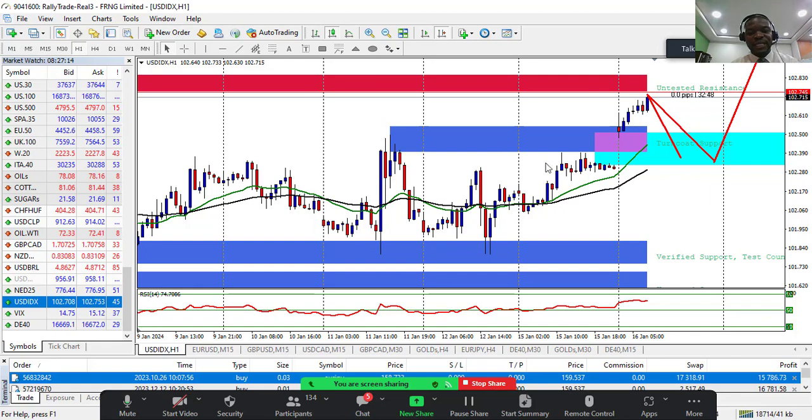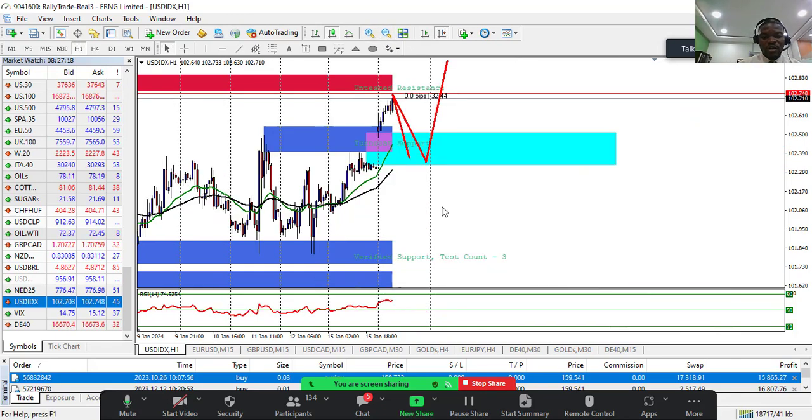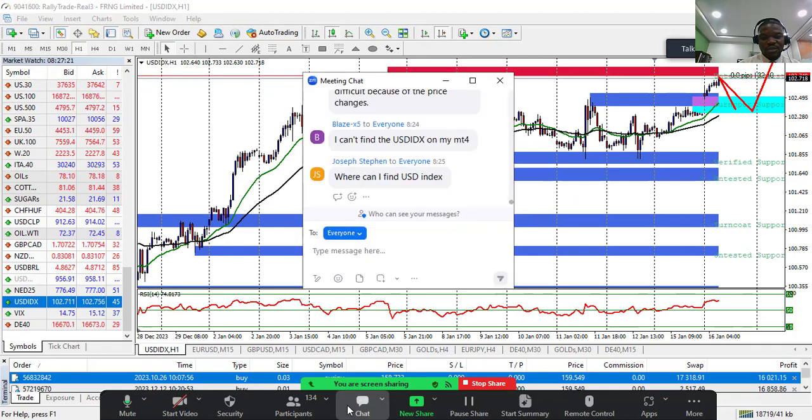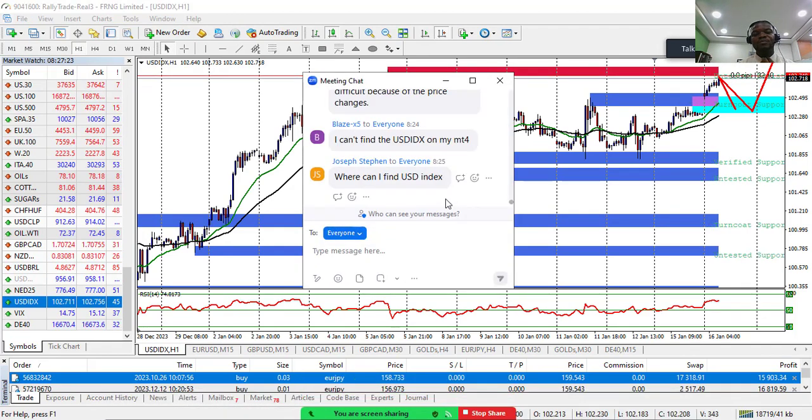Okay, please, having said that, it means we are seeing strength in the dollar, right? So the dollar has been weak for a long time. We are just seeing some strength being pumped into the dollar.